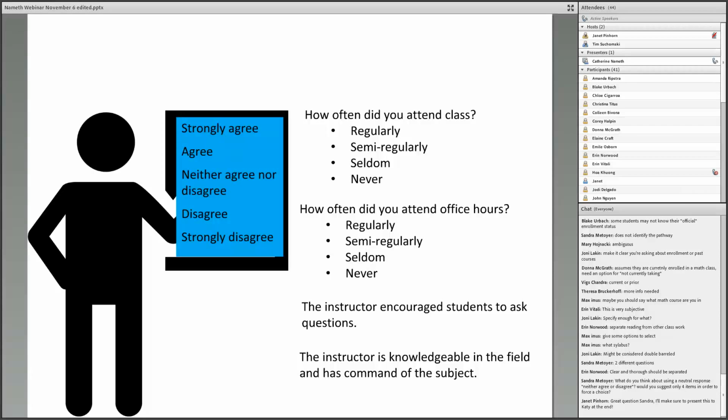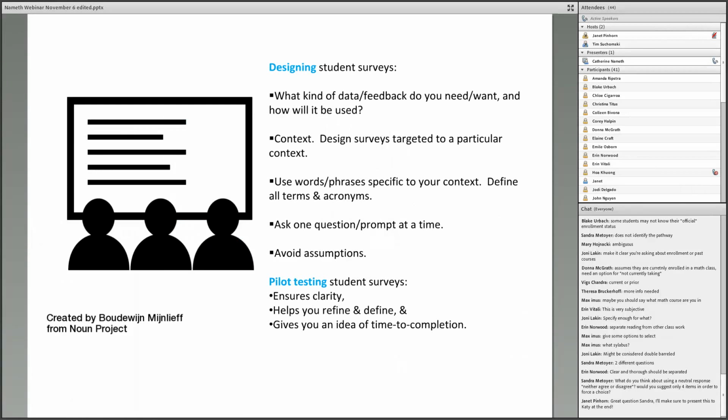Now I'm going to summarize a few points and add a little extra nugget before taking more questions. Okay, so just to summarize, in designing student surveys, think about what kind of data or feedback you need versus what you want, and how it will be used. You want to think about your context and design surveys targeted to your particular context. Following up on someone's question, I would recommend saving all your surveys, reusing them, and improving upon them, depending on your context.